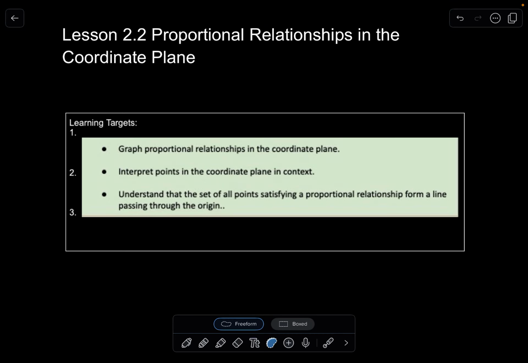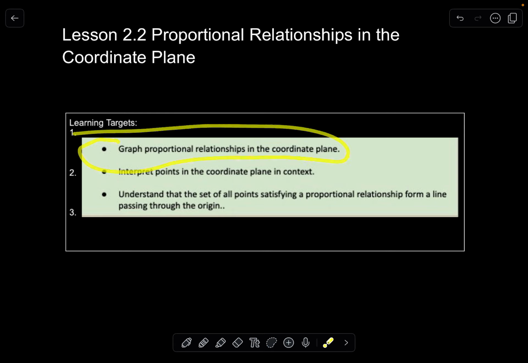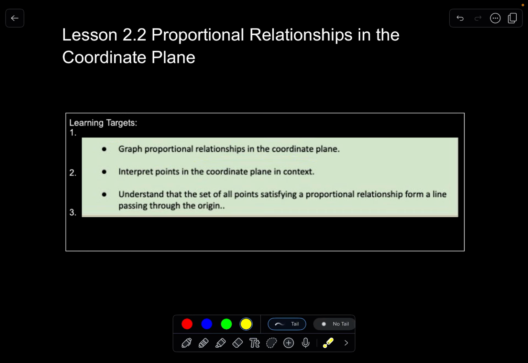So first off, the learning targets. Graph proportional relationships in the coordinate plane. That should make sense once you see it. Basically, we're going to be graphing equations. Proportional equations means it's going to be a straight line, or all lines are straight, so it'll be a line. Interpret points in the coordinate plane in context of the problem, and understand that the set of all points satisfying a proportional relationship form a line with a given slope.